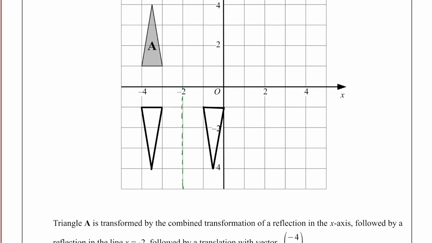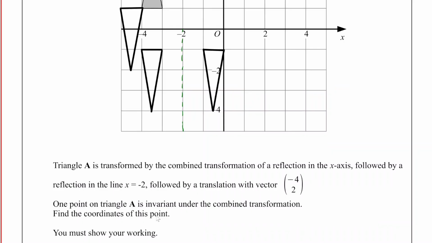So there's our triangle. And then it's followed by a translation with vector (negative 4, 2). So that means 4 left, 2 up. So let's take this triangle, move it 4 to the left, 1, 2, 3, 4, and then 2 up. So we will have the triangle over here.